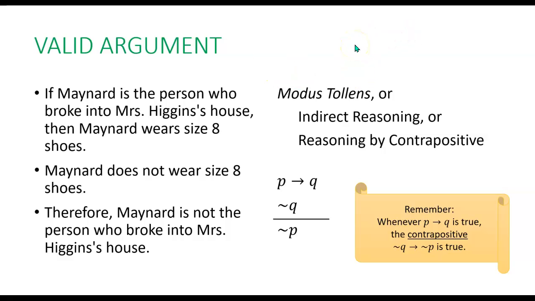And this is called reasoning by contrapositive, because if you remember in the previous video where I talked about what the contrapositive of a conditional statement is, if you have a conditional statement, if P then Q, the contrapositive of that would be if not Q, then not P, and that is logically equivalent to the original conditional statement. So if you know that P implies Q, you automatically also know that not Q implies not P. So this is a valid argument because the contrapositive of a conditional statement is true whenever that conditional statement is true.